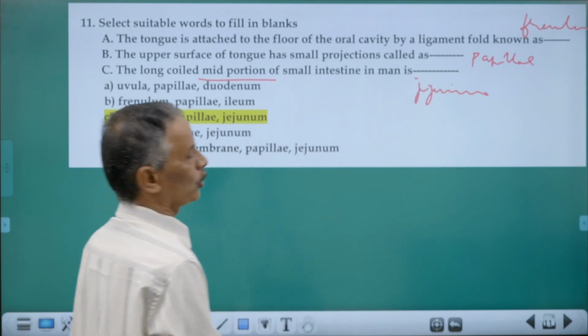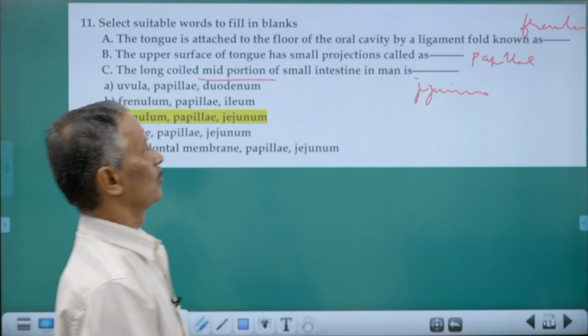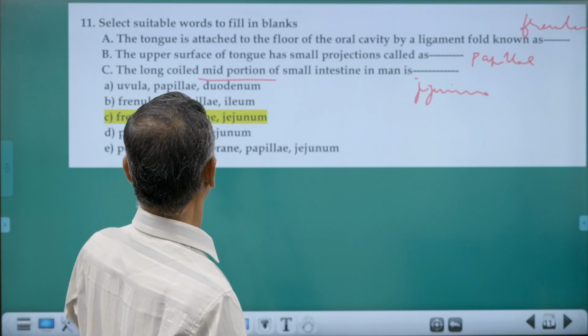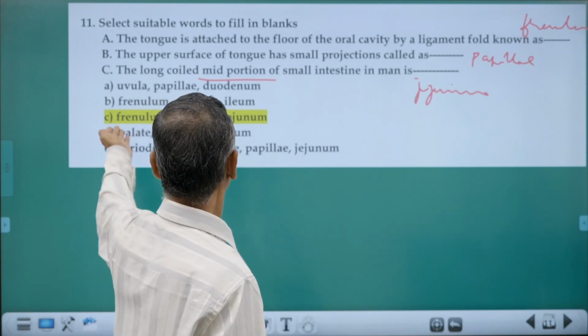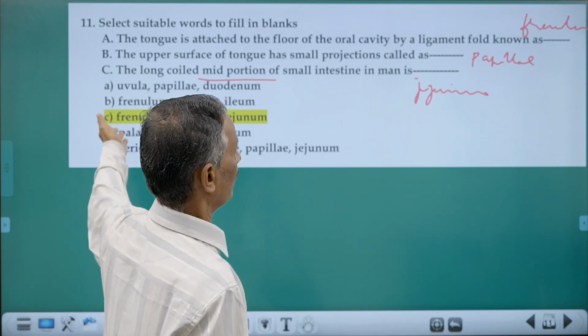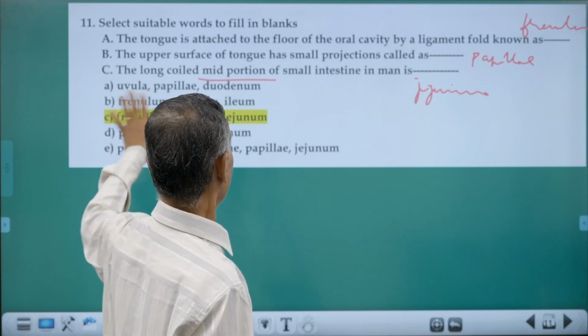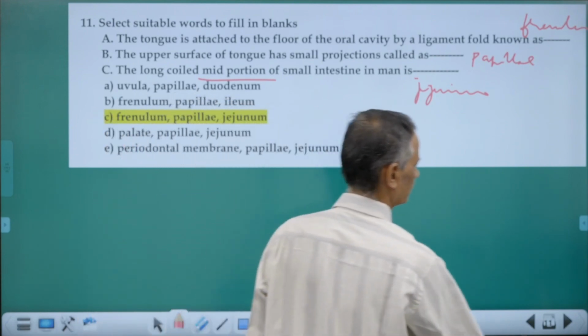Okay. Now, you selected the words frenulum, papillae, jejunum. Now, what is that order? What is that option that is having these three in the correct order? It is C. So, that is the answer.